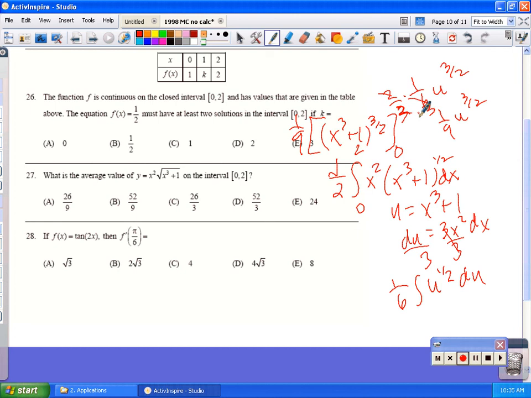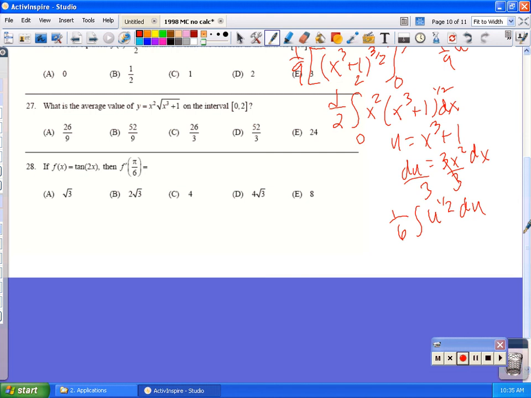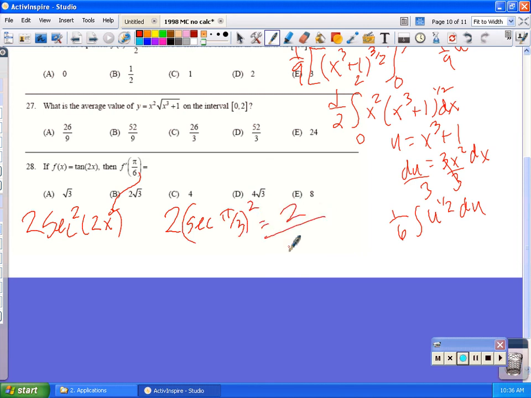Number 28, we're finding the derivative. By the chain rule, the derivative of tangent is secant squared of the angle multiplied by the derivative of the angle, which is 2. We're substituting pi over 6. 2 times pi over 6 is pi over 3. So we're looking for the secant of pi over 3 squared, which is the same thing as 1 over the cosine of pi over 3 squared. The cosine of pi over 3 is 1/2. 2 over 1/2 squared is 2 over 1/4. 2 over 1/4 is 8.